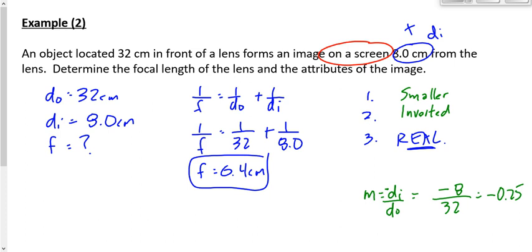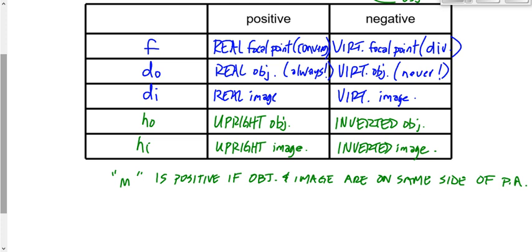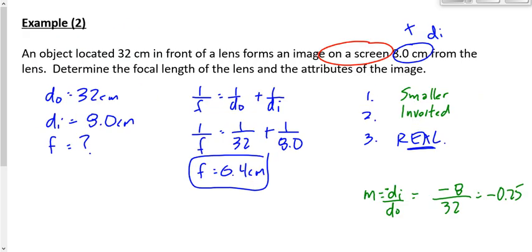Remember, if we go back to the table, magnification is positive if the object and image are either both upright or both inverted. It's negative if one's upright and one's inverted. We got negative. So one must be upright, one must be inverted. We're going to assume the object is right side up and the image is therefore inverted. And the fact that it's 0.25 tells me that it's smaller. That make sense? All right, let's have a look at your worksheet.